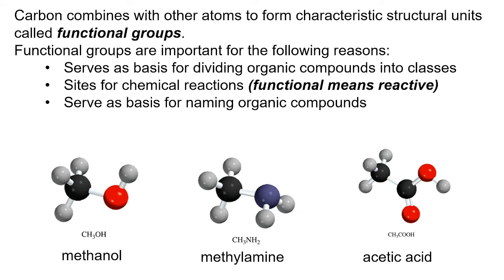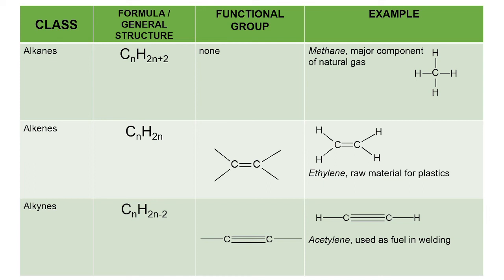Okay, so here are other examples of them. For alkanes, we have here the general formula for the alkane, CnH2n plus 2. This has no functional group. Kasi kung makikita natin, wala tayong magiging site for chemical reaction, or wala tayong definite na site for this example. So one example of this alkane is methane, which is a major component of natural gas.